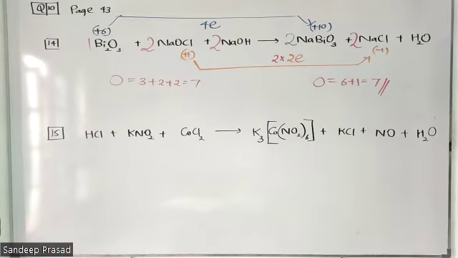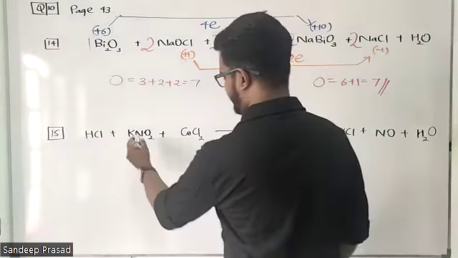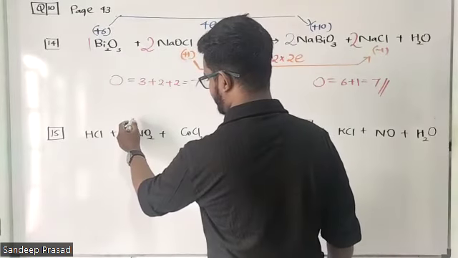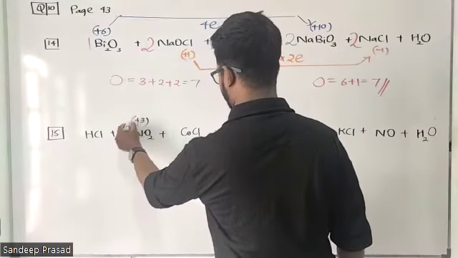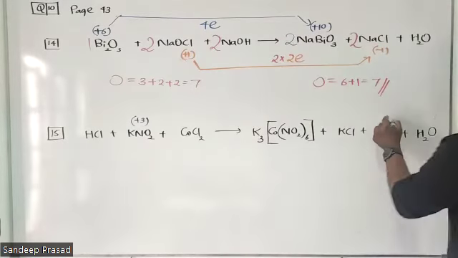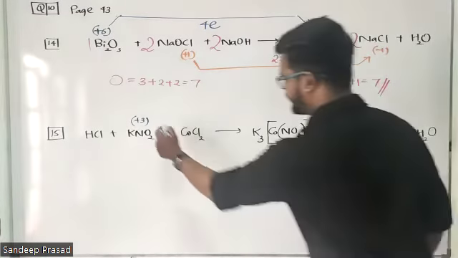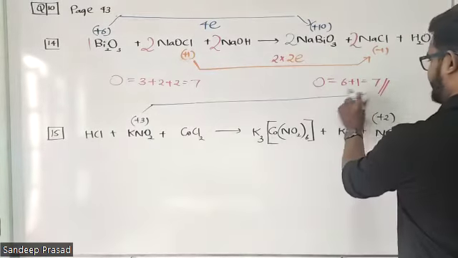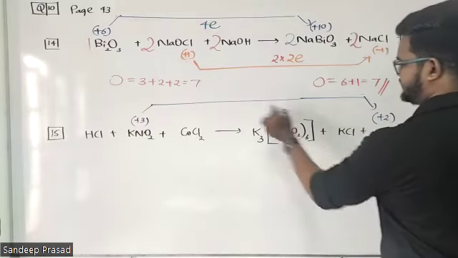Okay, students, who is changing the oxidation state here? Nitrogen. Here, nitrogen's oxidation number is +3, and here, nitrogen is +2. So +3 to +2, you can see that the decrement is just 1 electron.